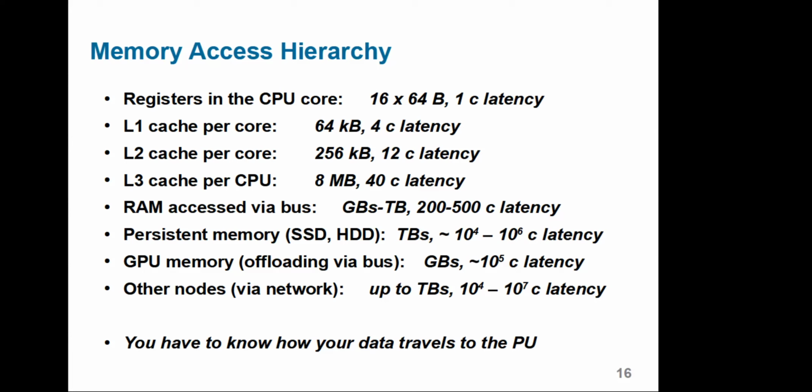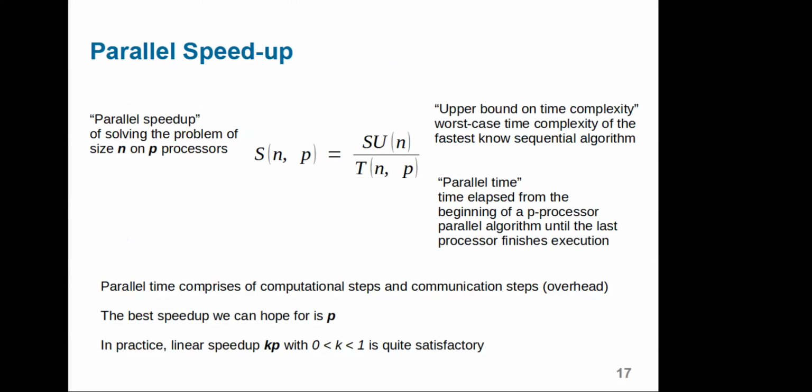Up until now, I was talking about the hardware and how hardware considerations affect the performance of your program. Now let's move to the considerations of the algorithm itself. Again, in a very general way, let's say you have an algorithm and you want to make it faster by having it run in parallel. So what you would be looking at is the parallel speed up.